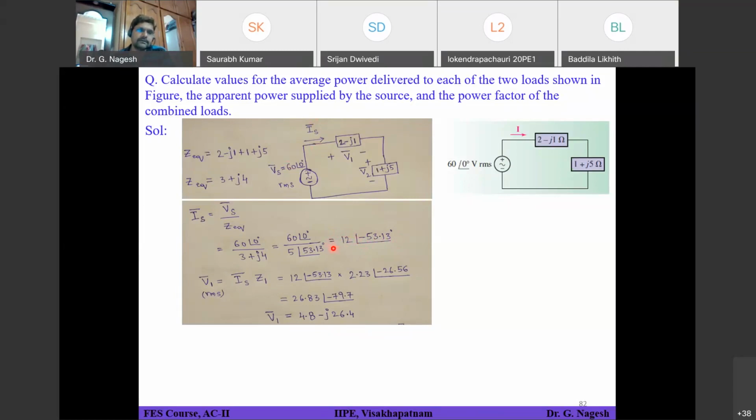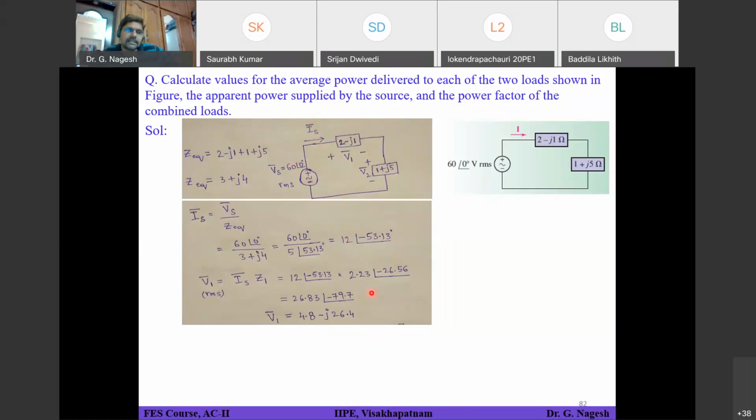So you can use the second formula, which is V effective into I effective into cos of theta minus phi straight away. Or if you want to use Vm Im by 2 into cos of theta minus phi, you have to multiply this 12 by root 2 and this 60 also by root 2. Both will give you the same result. So I am using formula 2, which is Vrms into Irms into cos of theta minus phi.